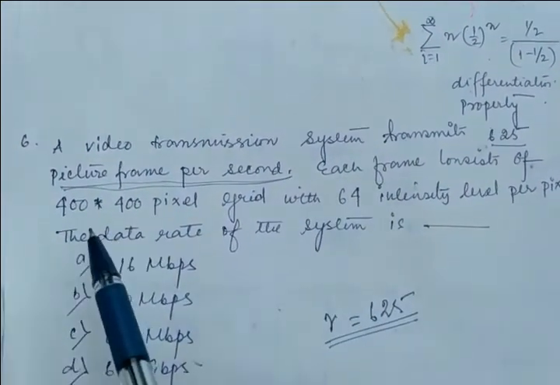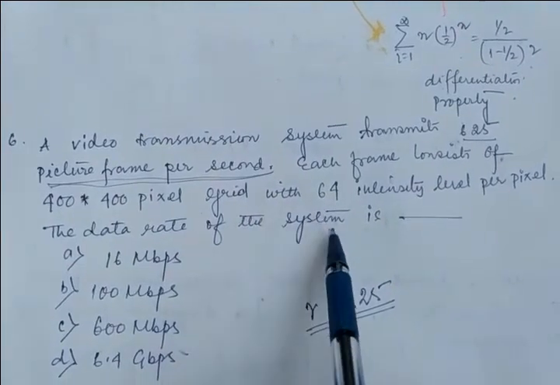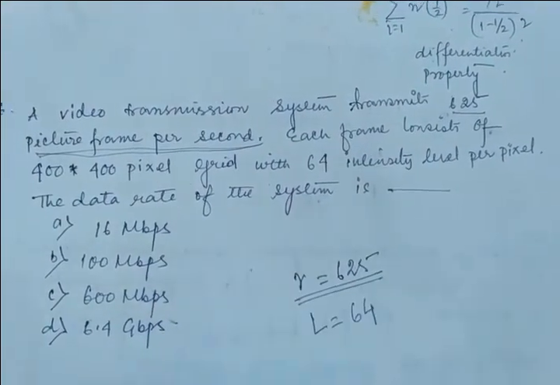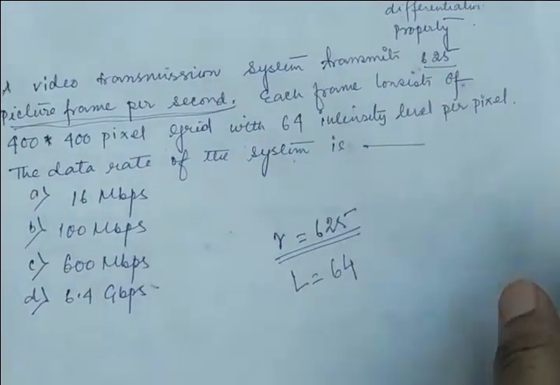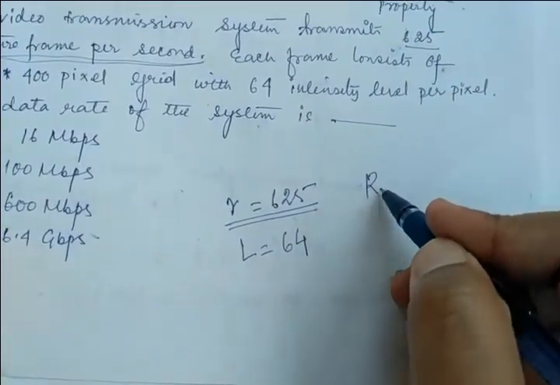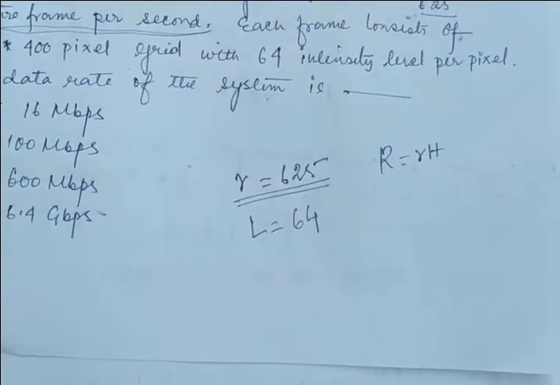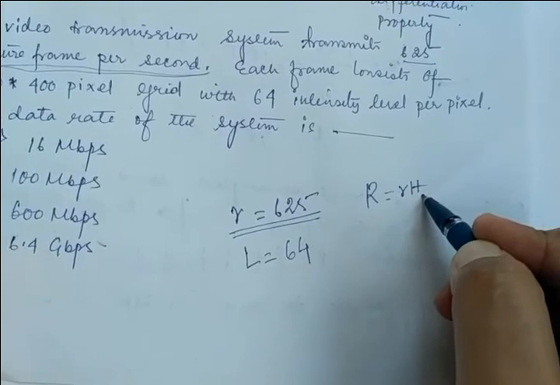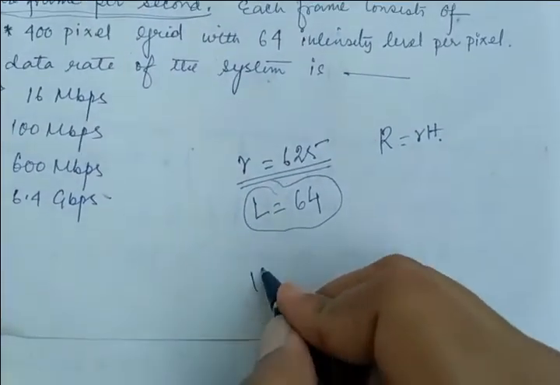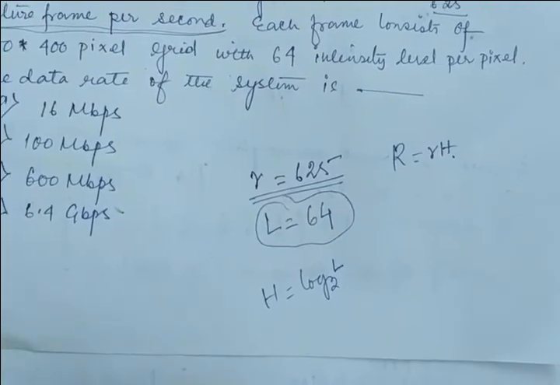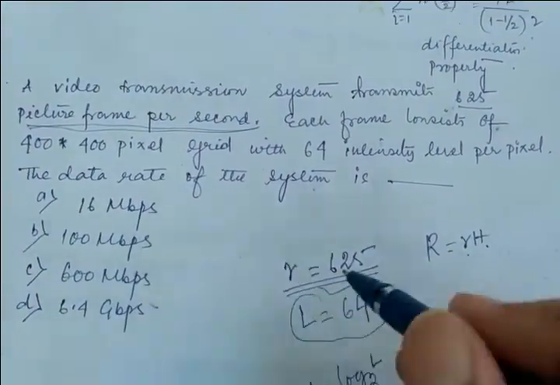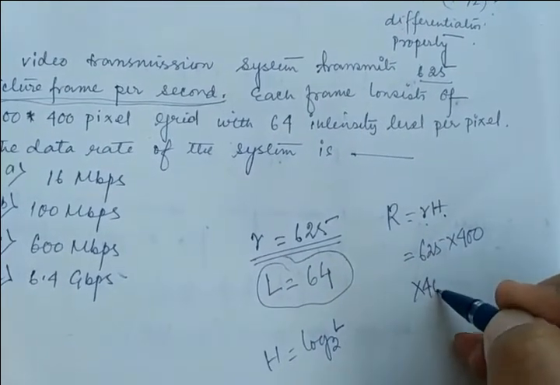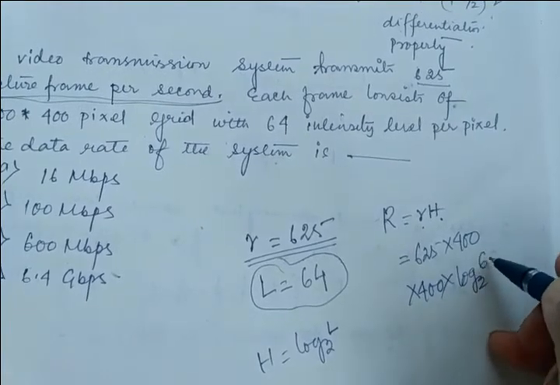Each frame consists of this into this pixel grid with 64 intensity levels, right? So L will be equal to 64. The data rate means nothing but R into H, equal to r into H. How can you calculate this H? I have already told how H and L are related. H will be equal to log2 L, right? And this rate will be multiplied by the pixel value also. So this will become 625 into 400 into 400 into log2 64.